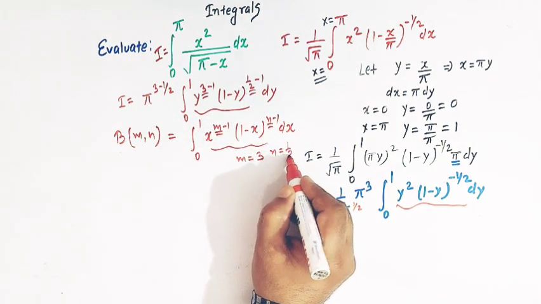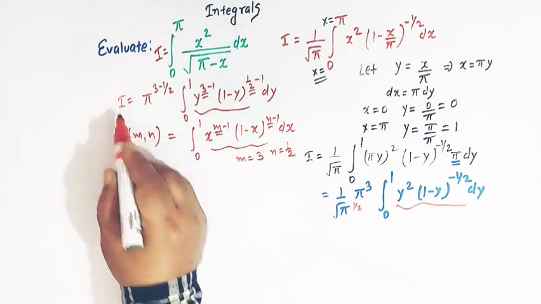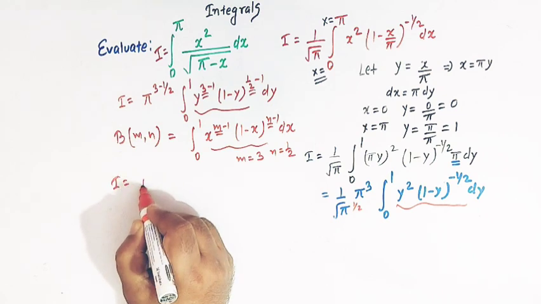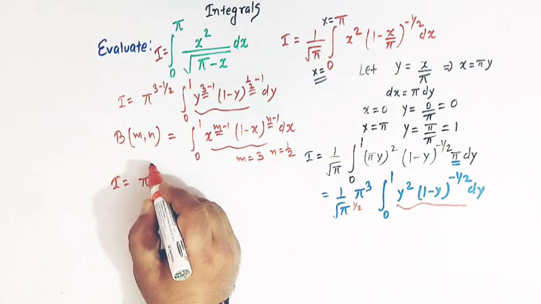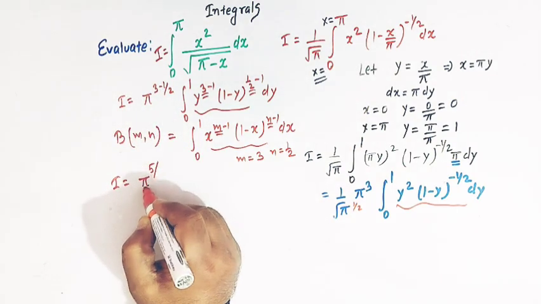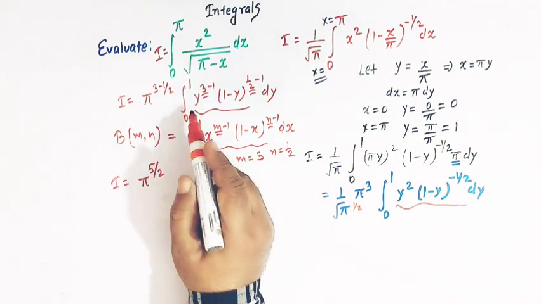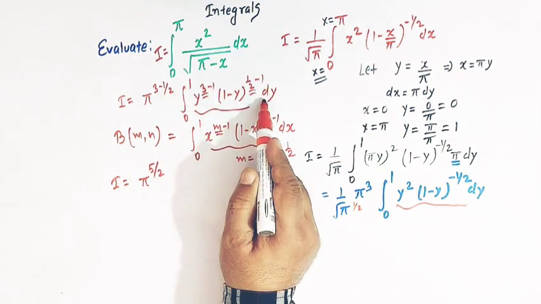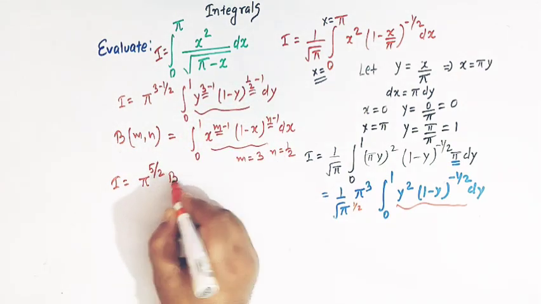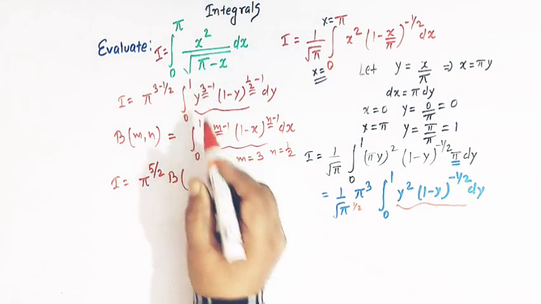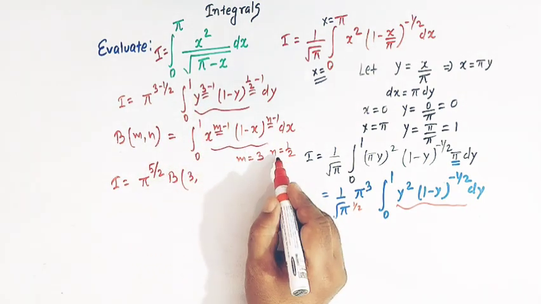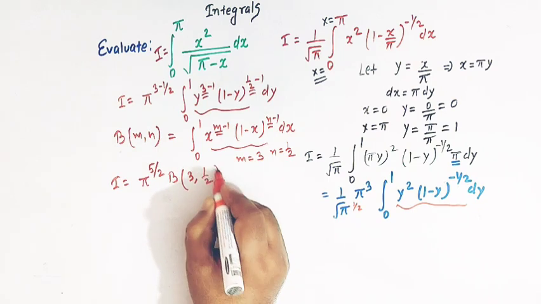So n is half. Now we have I equals pi raised to, this is 3 to the 6, 6 minus 1, 5. So we have pi raised to 5 by 2, and this integral is now written as beta, and here we have m, n. So m is 3 and n is half, right?